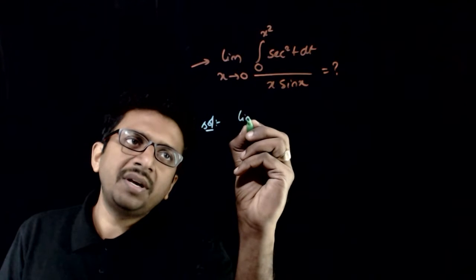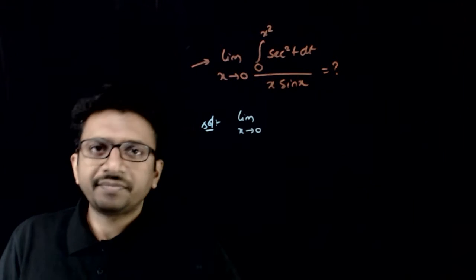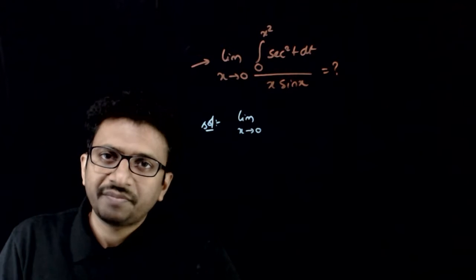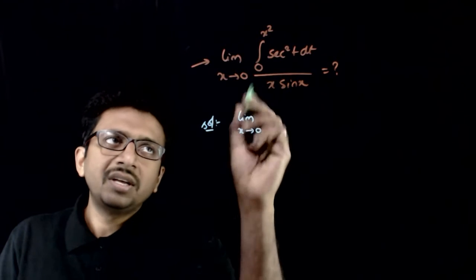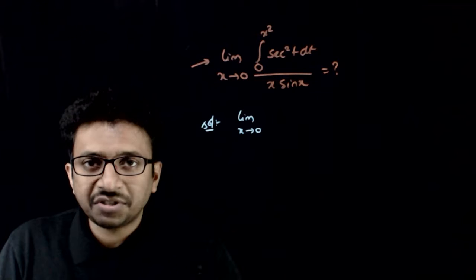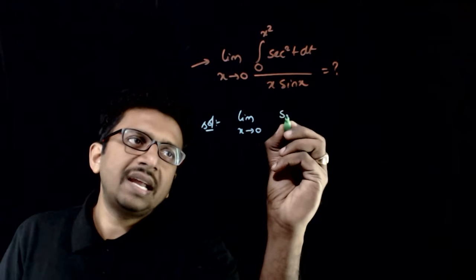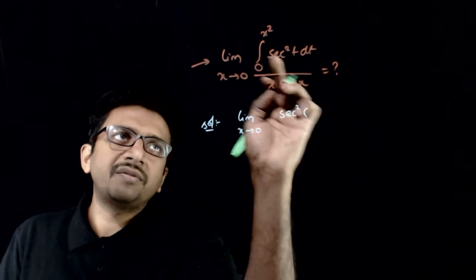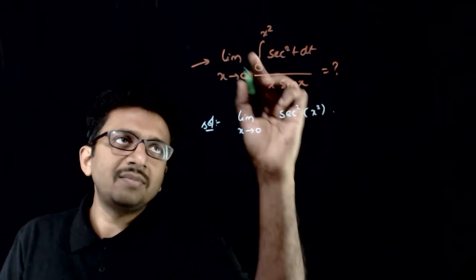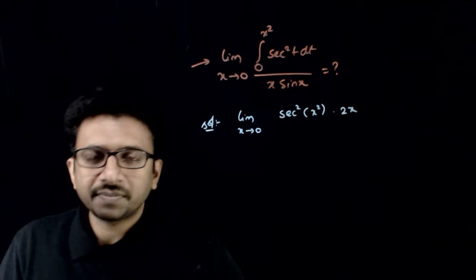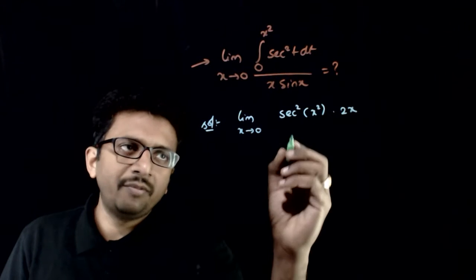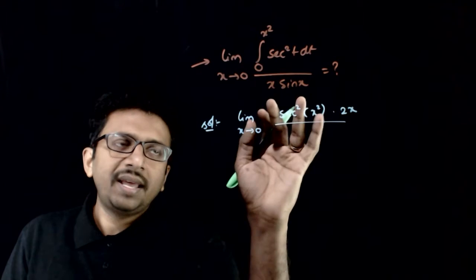That is, you can differentiate the numerator and the denominator simultaneously. So this is equal to the limit as x tends to 0. If you differentiate the numerator, this is a differentiation of an integration, so we have to use the Leibniz theorem. So secant square of, in the place of t you put x square, secant square of x square times the differentiation of x square, which is 2x. And for the constant, you don't need to write anything. Corresponding to the constant, everything will become 0. Divided by x sin x.